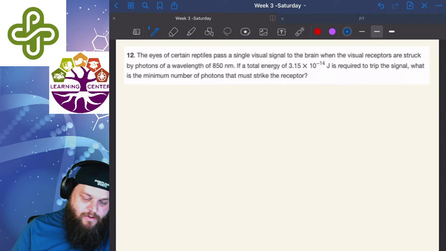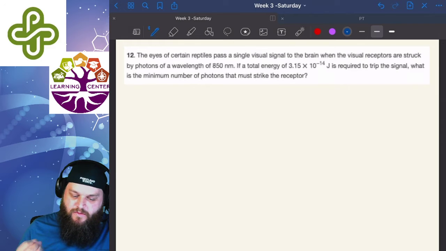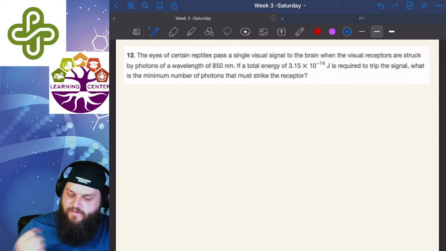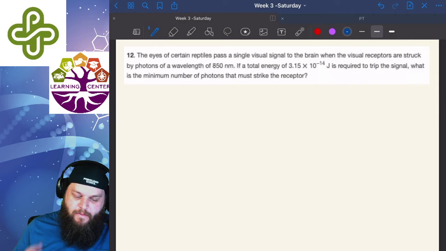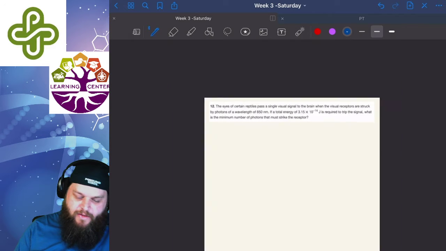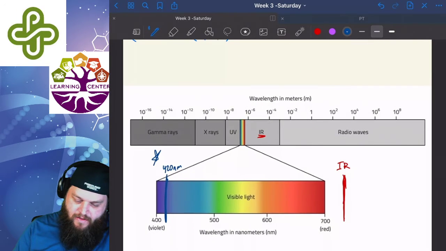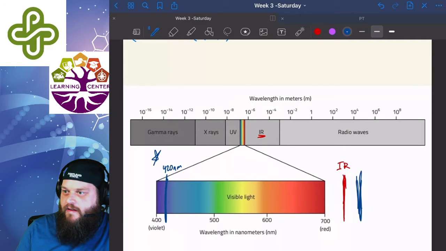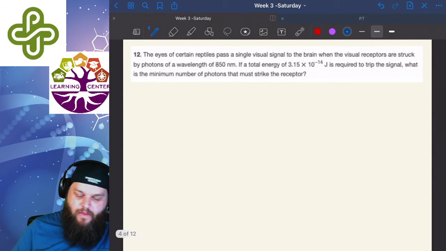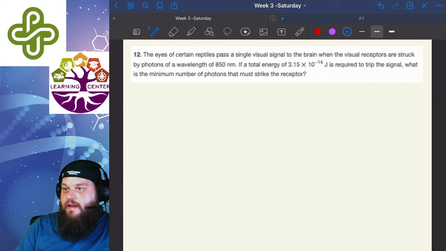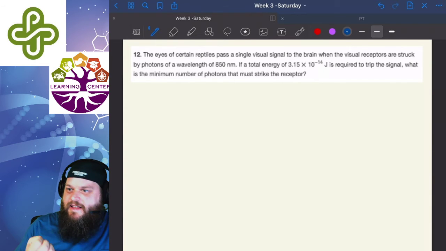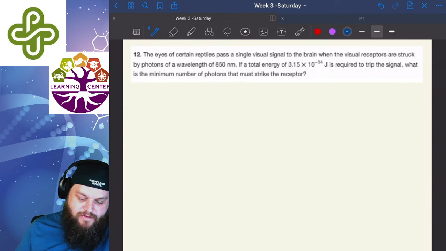That leads us to the eyes of certain reptiles, because they pass a single visual signal to the brain when these visual receptors are struck by photons of a wavelength of 850 nanometers. So 850 nanometers, like I was saying, that's over here in the IR range. That's beyond the 720 we had here. So they can see a little bit more into that infrared. They can kind of see the heat signatures of animals.